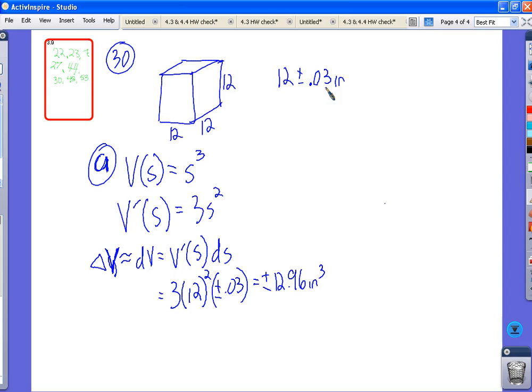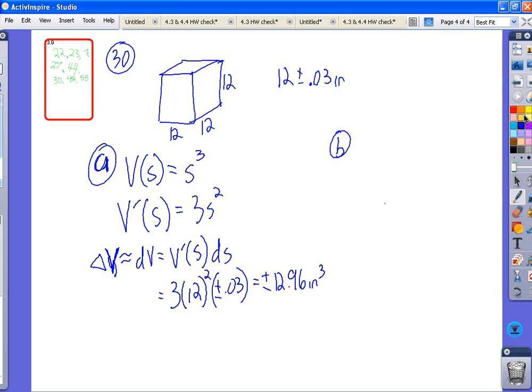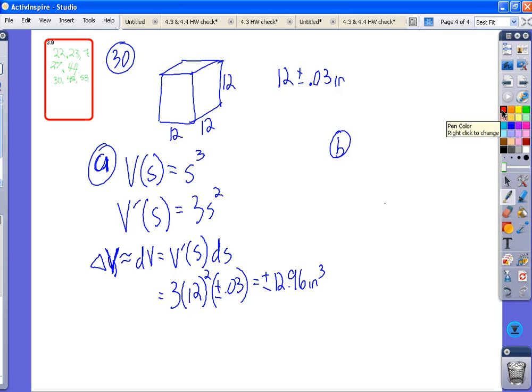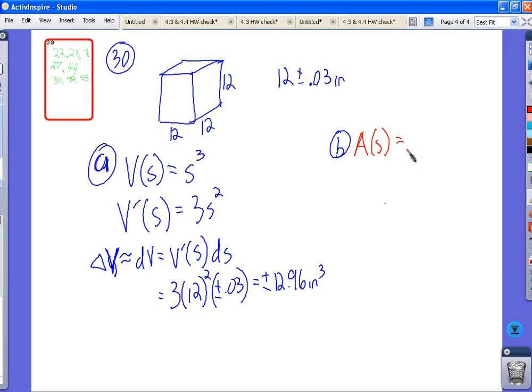Now, let's do part B. Find the propagated error in the surface area. Okay, that function is 6S squared.